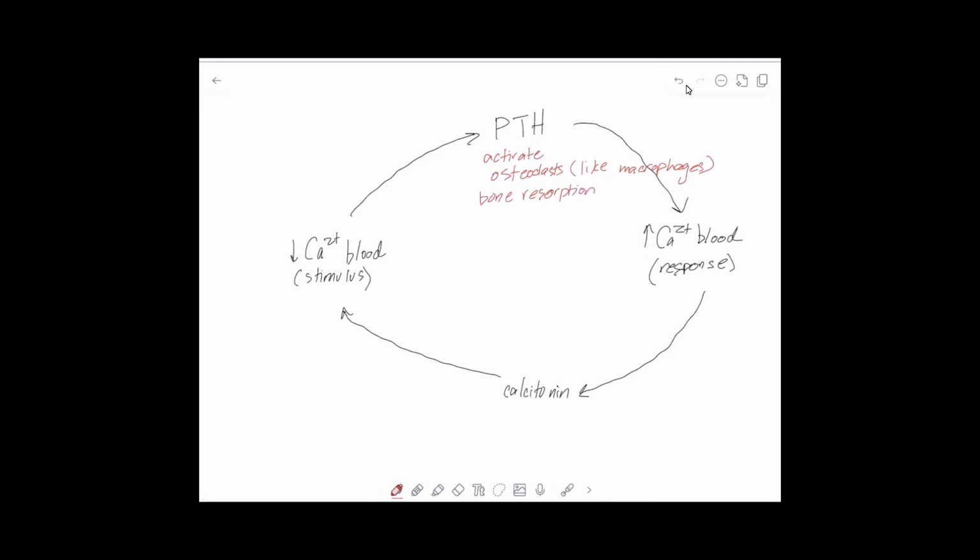And the opposite of that would be that the thyroid gland would release calcitonin, and that is going to activate osteoblasts, which remember are the bone building cells. So it's responsible for bone deposition. So this is the important hormonal control that you should be aware of for this chapter, the hormonal control of bone remodeling.